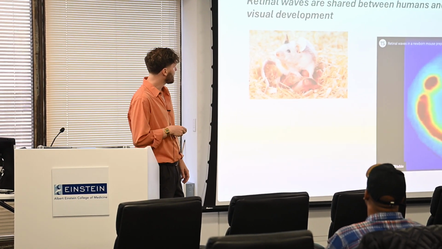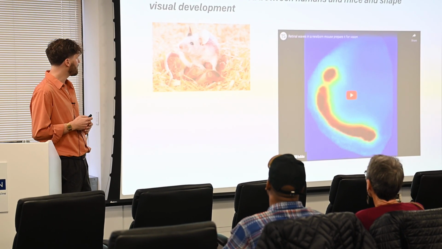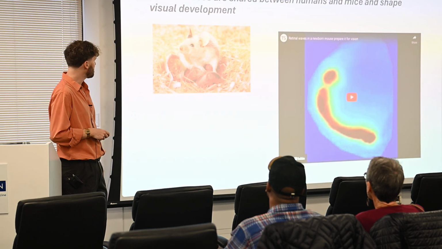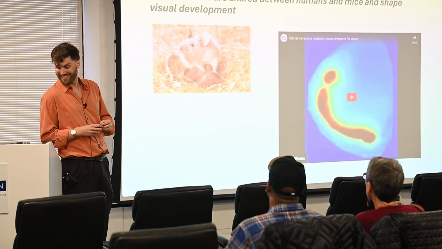As I said, we're interested in understanding the visual system. We use the mouse as our model for it, and we also want to understand this during periods of development. The mouse is an interesting system for this because when mice are born, they don't actually see.